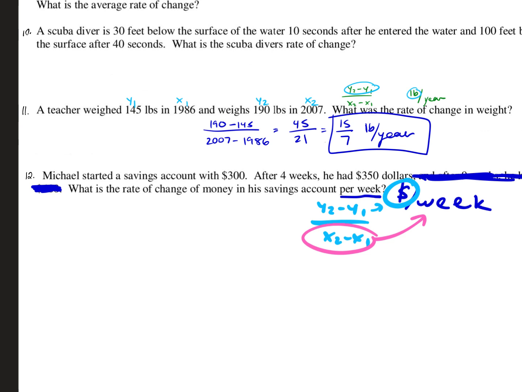So Michael started a savings account with $300. So money is going to be the y, so this will be y1. What's our x? Careful, 1 would be saying like after 1 week, he had that much money. But he started the savings account from day 0, he had $300. So what would our x be? 0. So x1 is 0. After 4 weeks, he had $350. So remember, dollars is talking about the y, so this is going to be our y2. What's our x2? 4.